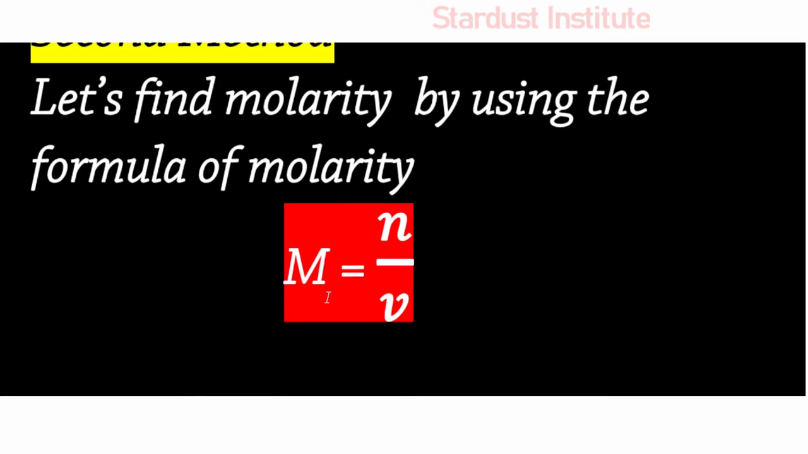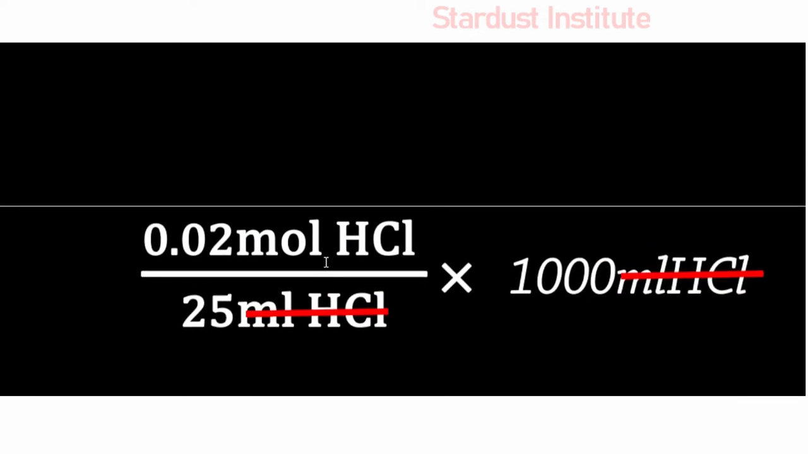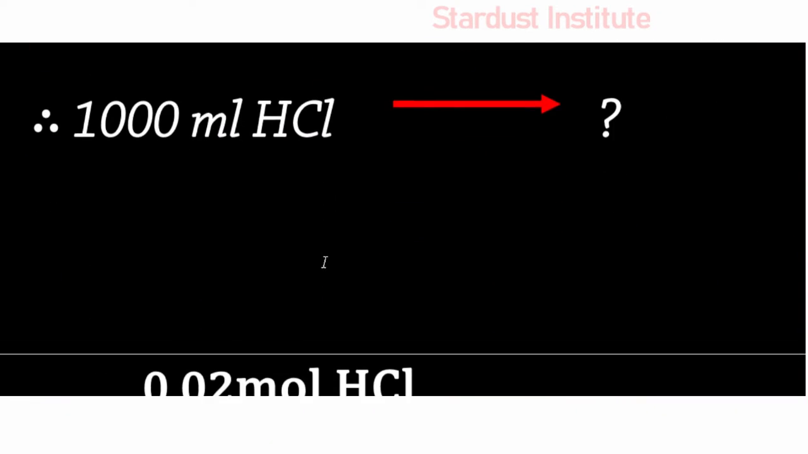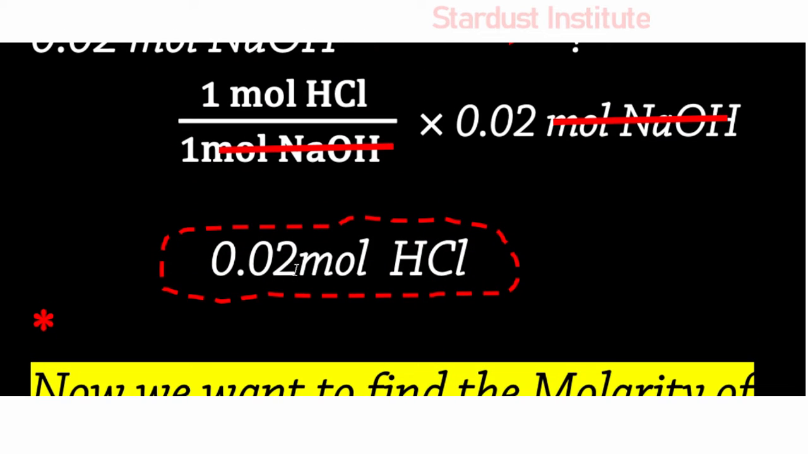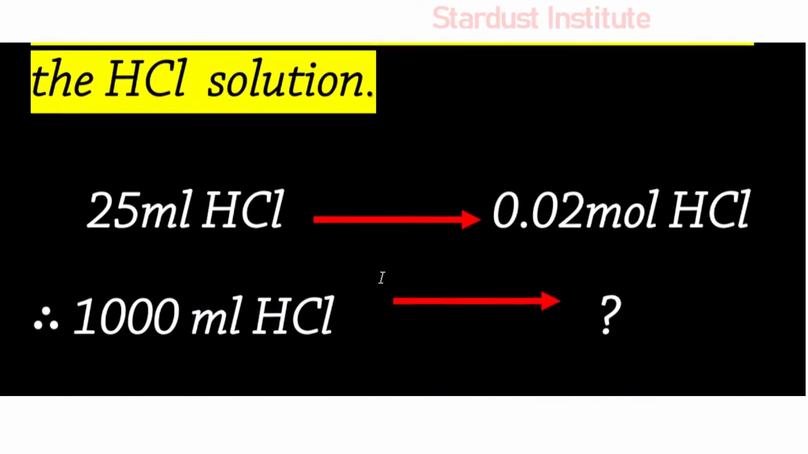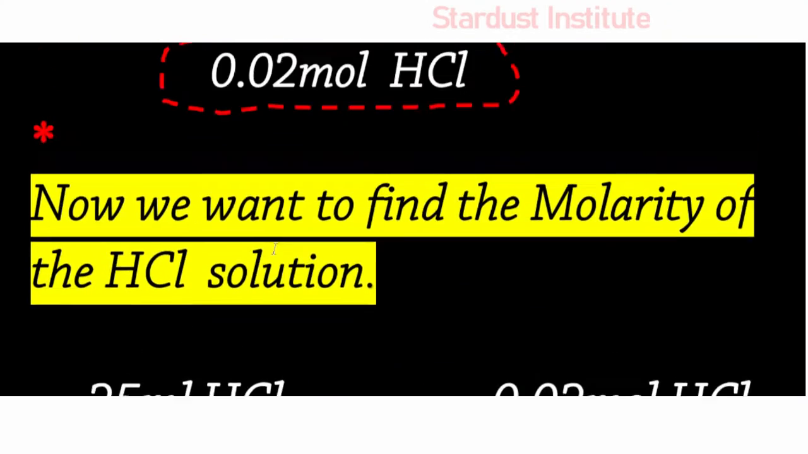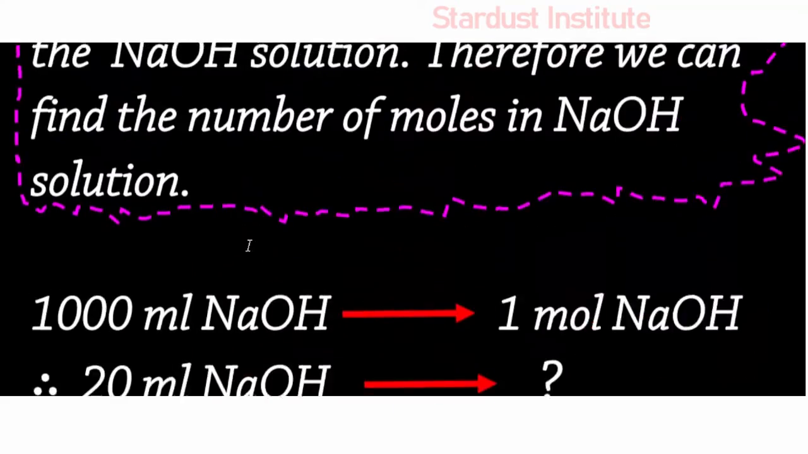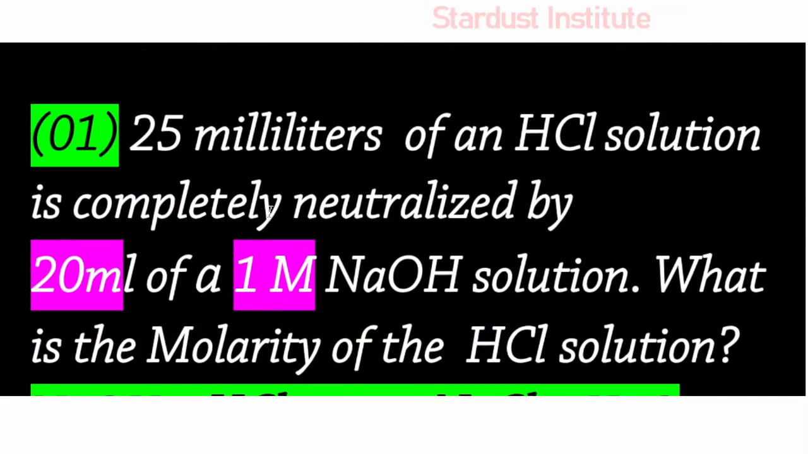Let's find the molarity by using the formula of molarity now. The formula of molarity is M equals N divided by V. N is the number of moles. The number of moles of HCl we have found is 0.02 moles of HCl. And volume, we know the volume, 25 milliliters. But when we use the formula of molarity, we should take volume in liters. Therefore, we have to divide this 25 milliliters by 1000.